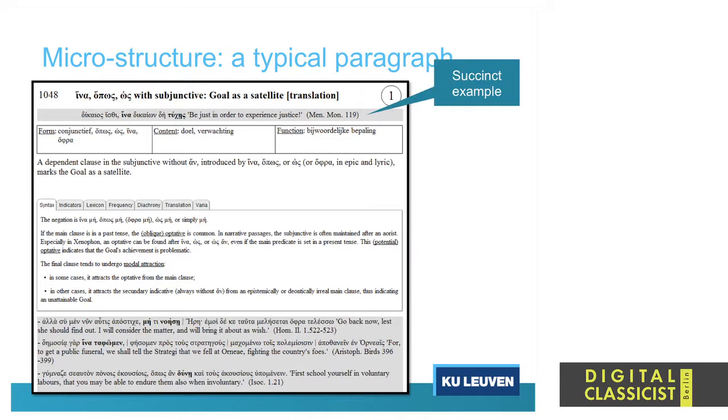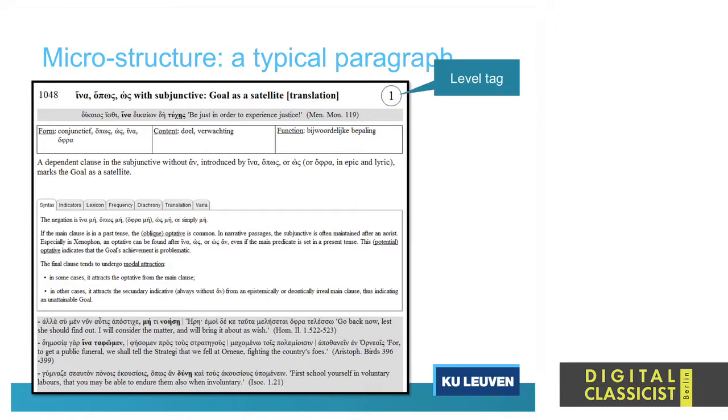The first thing students will see underneath the title will be what we've called a succinct example. This is a short sentence which clearly illustrates the rule we are trying to explain. They will often be from authors like Menander, like in this case, because we also try to give some content to the students so they don't have to learn sentences by heart, like he went to the river with 50,000 soldiers or something like that. A sentence like this is a bit more interesting.